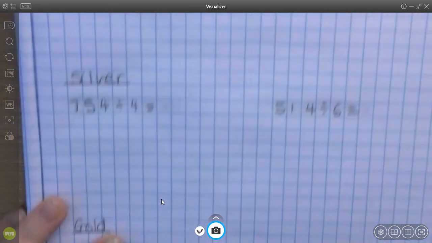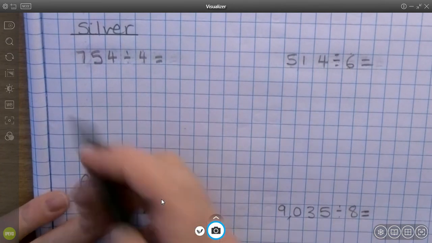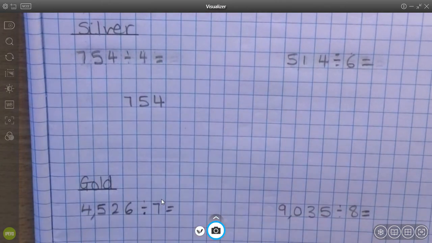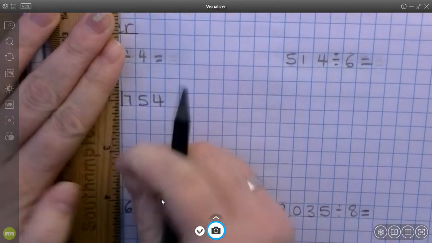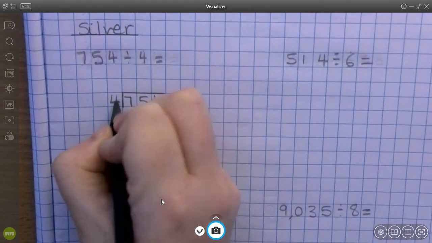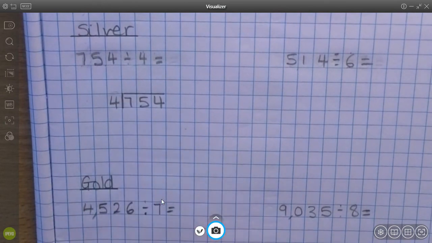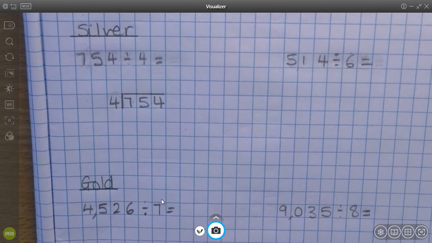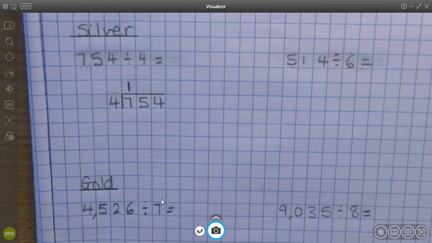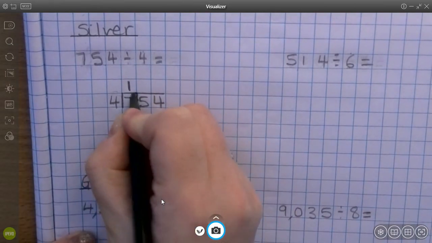754 divided by 4. So we start the same as bronze. Okay, I'm going to take my bigger number and put it inside my bus stop. And my divisor sits on the outside. Remember, this means groups of. So how many groups of 4 can I get out of 7? Well, I can get 1 complete group of 4, but how many do I have left over? 4, 5, 6, 7. I have 3 left over, so I need to regroup 3.